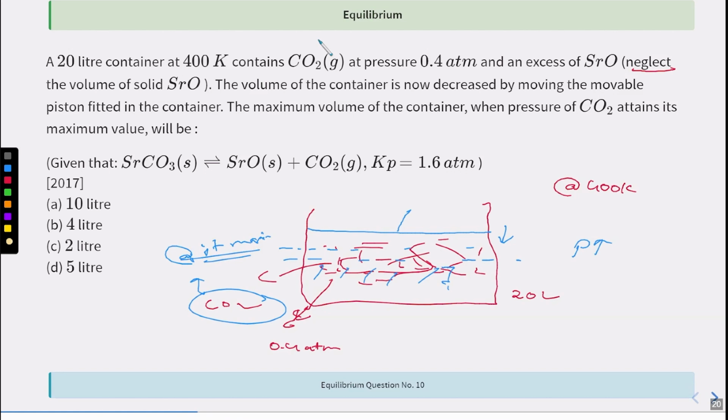Okay, so let me just repeat it. You have a big container that is of 20 liters at 400 Kelvin at a particular pressure of 0.4 atm. You attached a piston and you started moving the piston down, because of which the pressure of the gas inside the container started increasing. So the question is asking, what is going to be the maximum volume, the free space that is available in the container when our CO2 is at its maximum pressure. And they have given us this equation, with its Kp. Okay, so quite simple, right?